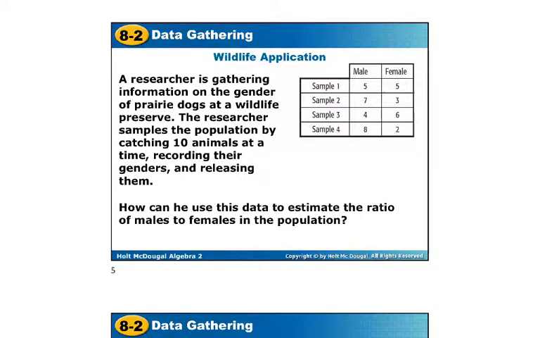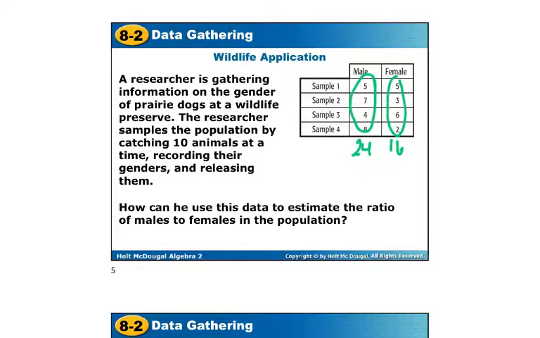So we look at our question here. How can he use this data to estimate the ratio of males to females in the population? Now, some of you may be talking about the legitimacy of this. How do you know that the prairie dogs weren't selected? I mean, I'm sure he went around to different places, whatever it happens to be. But this is our data, and so we're going to be able to, or at least try to make something of it. So if we go ahead and add up each of these columns, for instance, we know that there are 24 males that were caught, and there are 16 females that were caught.